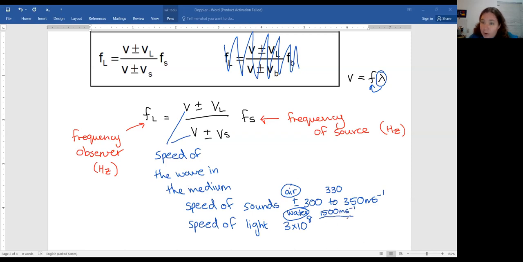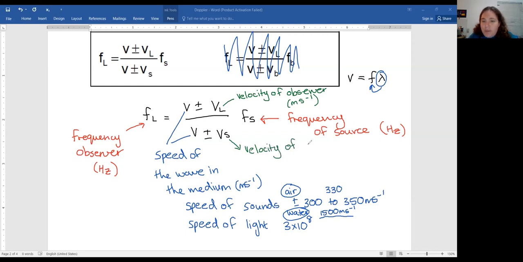Once again, very approximately, it depends on depth, salinity, how much salt there is, and other things. Then we hit our last two, L and S. VL is the velocity of the observer, the listener, and that'll be measured in meters per second, just as our speed of the wave in the medium was in meters per second. If anything's done in kilometers per hour, you've got to convert.